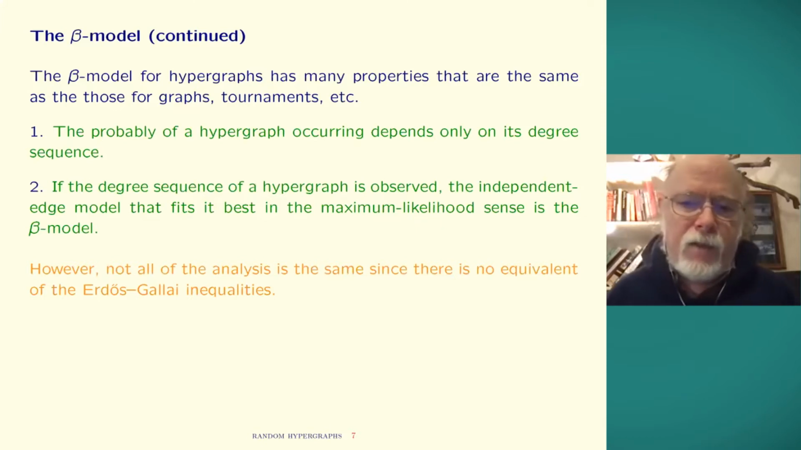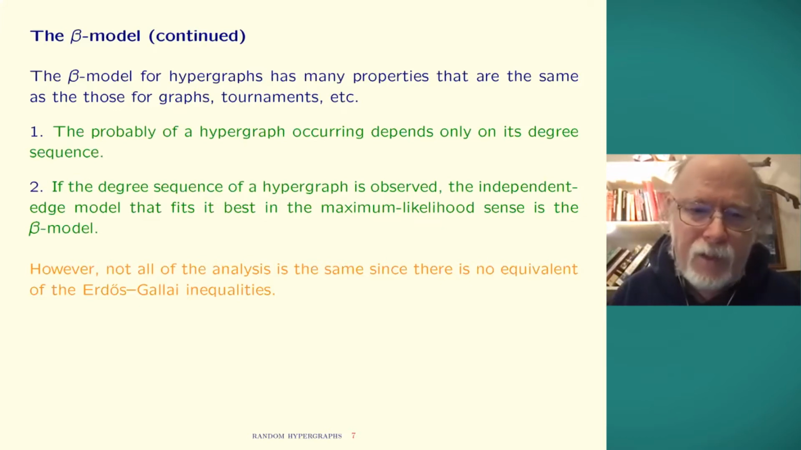Not all of the analysis is the same as the analysis for other examples, such as the beta model for graphs. One reason is that for hypergraphs, there's no equivalent of the Erdős–Gallai inequalities that tell you when an integer sequence is the degree sequence of a graph. In fact, the problem of determining whether a sequence of integers is the degree sequence of a hypergraph is NP hard. And it has lots of nasty properties like a polytope that's not convex and things like that. I won't go into that.